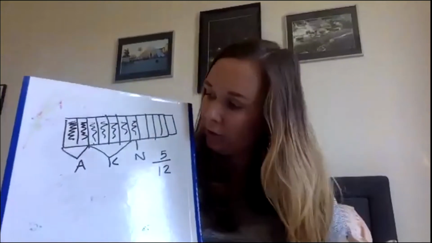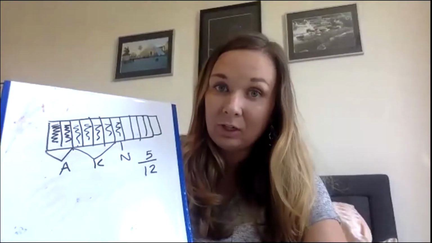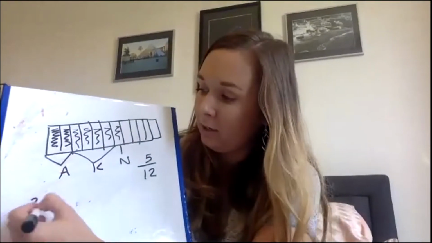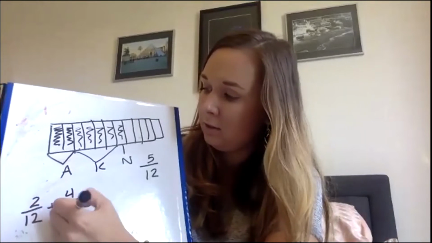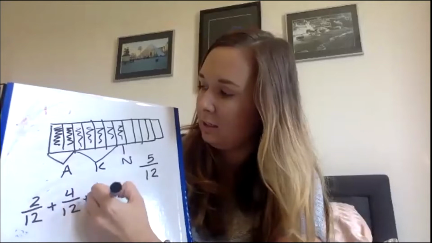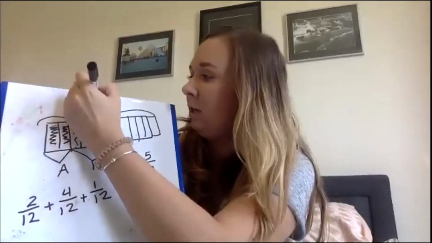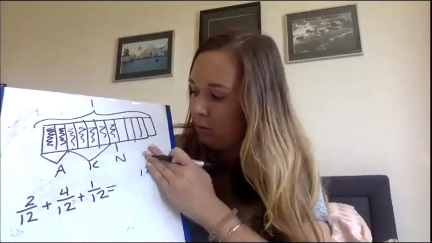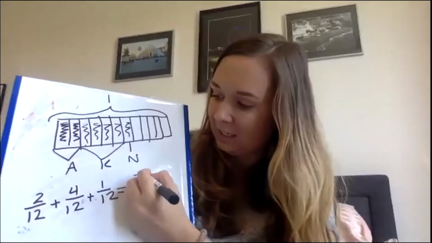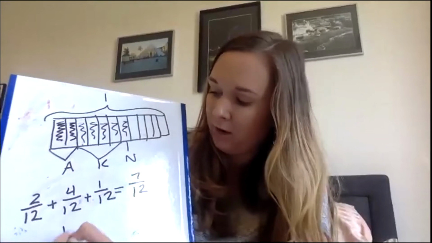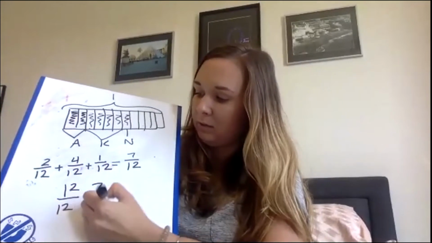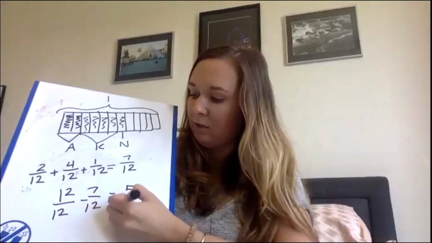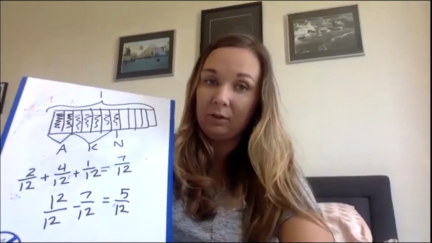I can also do this not using a picture if that's the way you tried to solve it. And I would add up what Aubrey, Camille, and Noah ate. And I know my whole thing is 1 whole. So I would see that they ate 7/12. So if I know that 1 whole is equal to 12/12 minus the 7/12, I'm going to see that there is also 5/12 left.